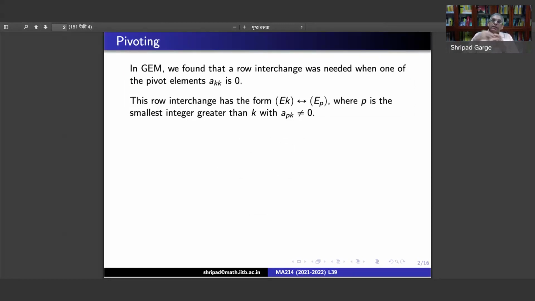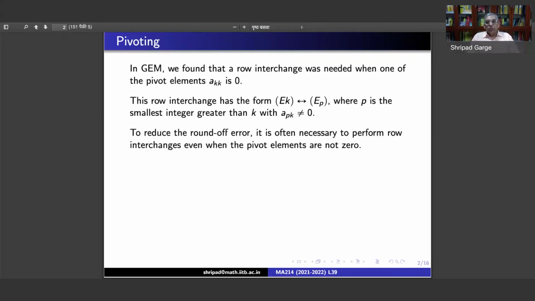What happens is that whenever AKK is 0, we look at the kth column below K. So we will look at A K plus 1 K, A K plus 2 K, and so on. So there will be a P which will be after K, but the first one where you get that APK is non-zero. So AKK is 0, you may have that A K plus 1 K might also be 0, the next one may be 0, so you choose the first one which is non-zero and then switch these two rows.